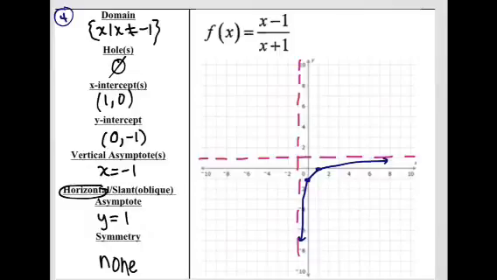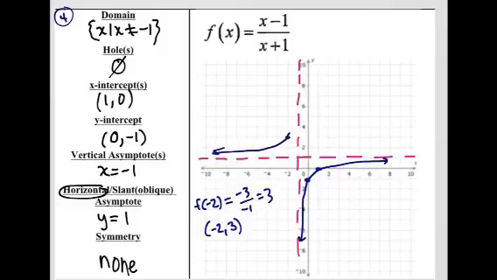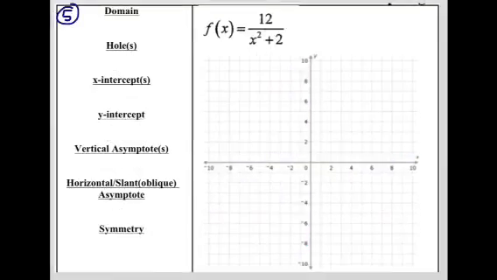So I'm going to use, let's say, -2 to get the exact point. f of -2: -2 minus 1 is -3, and -2 plus 1 is -1, so that gives me 3. So the point is (-2, 3). I'm going to draw (-2, 3), and with that, just draw your curve, and we're done.